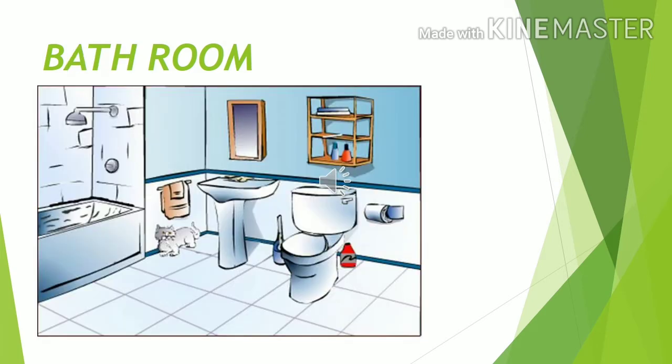Kids, our next room is bathroom. We are able to see a tap, a shower, a towel, a rack for keeping oil, shampoo, like that. Okay, then there may be mirror, like that. So we take bath in bathroom.